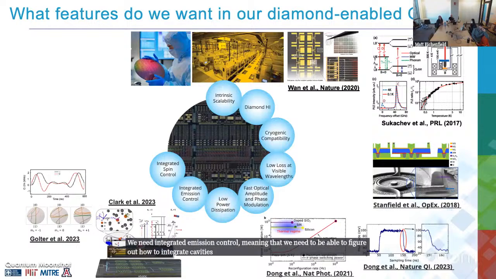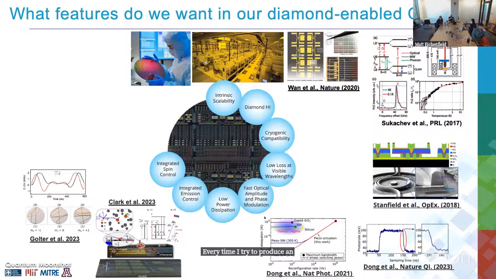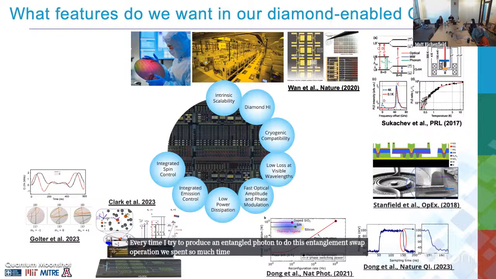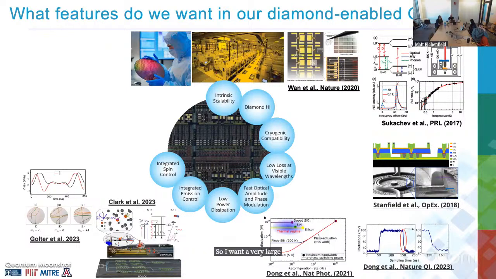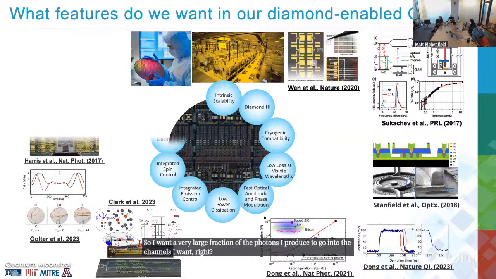use that Purcell enhancement to enhance the collection of photons into the channels they need to go in, right? That's why I was saying, like, the photons can't just spray out into free space. Every time I try to produce an entangled photon to do this entanglement swap operation we spent so much time talking about, the photon better go in the waveguide and go through the switch, right? Or I've just done all that for nothing, right? You know, so I want a very large fraction of the photons I produce to go into the channels I want, right? That's the emission control.